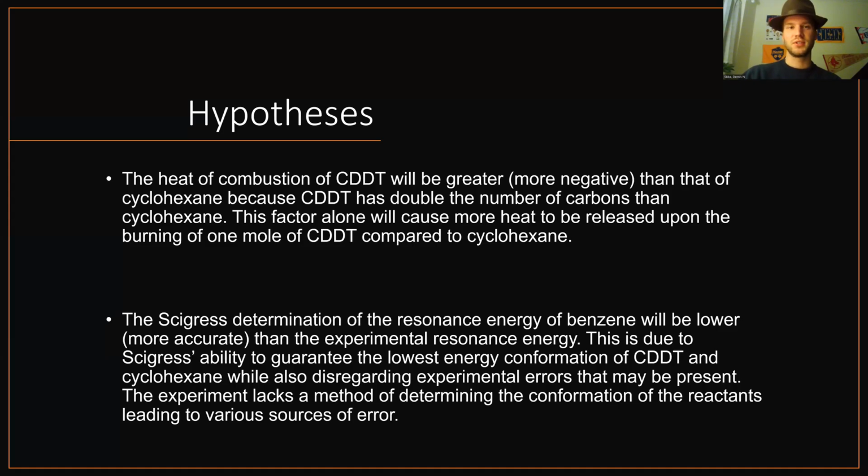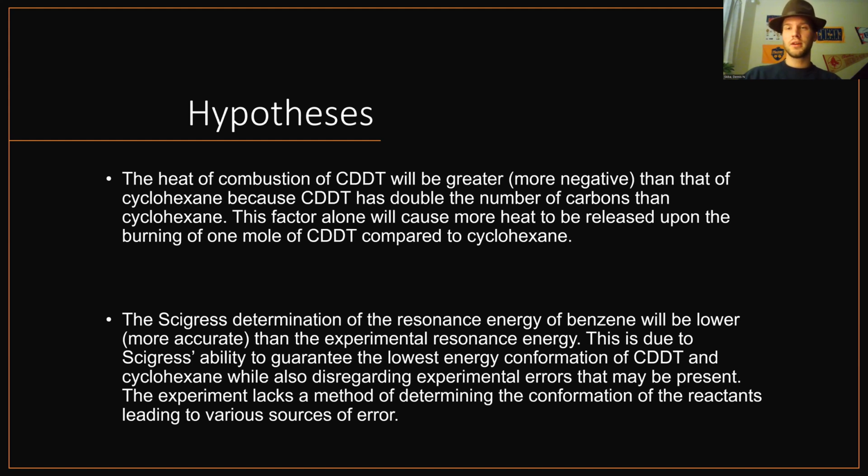But first, some hypotheses. So I believe that the heat of combustion of CDDT will be much greater, or give a more negative value, than that of cyclohexane because CDDT has double the number of carbons than cyclohexane. So I believe that the factor of sheer size alone will cause more heat to be released upon the burning of 1 mole of CDDT as opposed to cyclohexane.